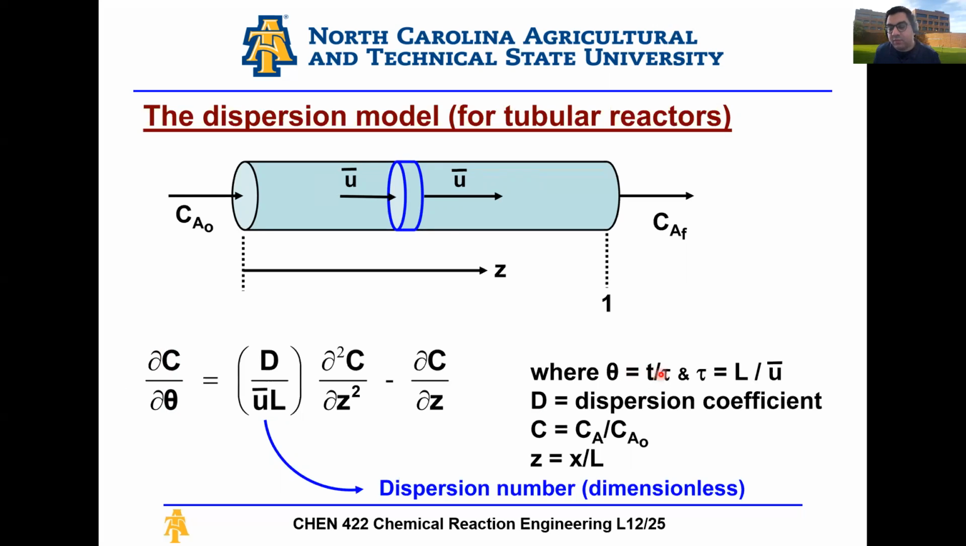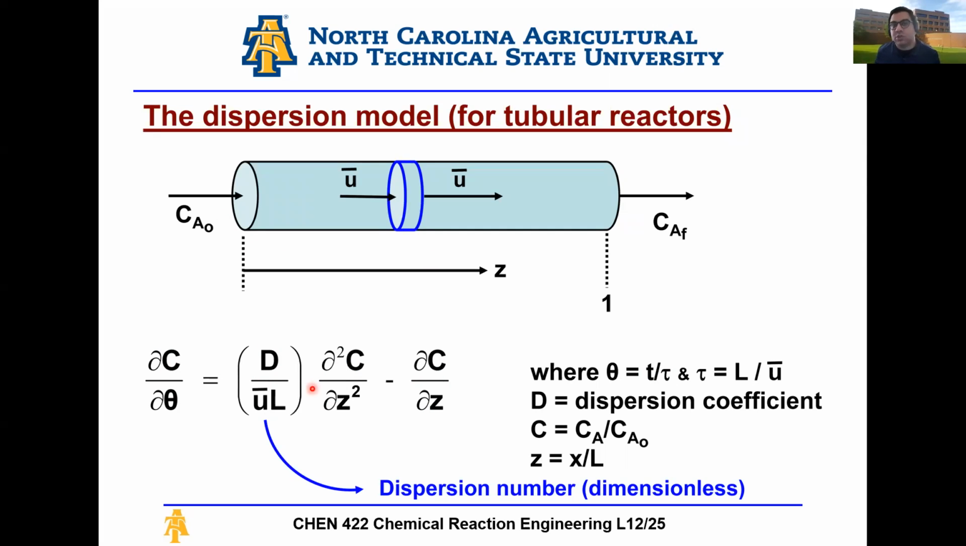Phi is t over tau, this dimensionless time. And this is equal to D over uL, this is your dispersion number, times partial squared c by partial z squared, again a partial differential over length, minus partial c partial z. And again, if you want to model it in 3D, you're going to have partial c partial z, partial c partial x, partial c partial y as well.